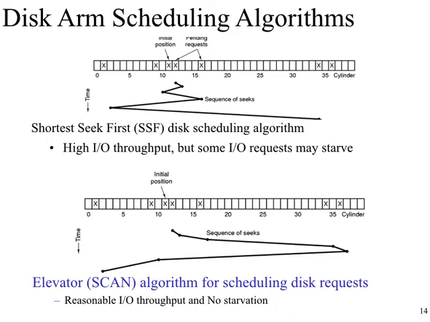So in this example, the disk head would first move all the way to the right, servicing the requests, and once it reaches the end, it would move back all the way to the left, servicing requests along the way. So this guarantees there will be no starvation, whereas it sacrifices a little bit of throughput in order to achieve this guarantee.